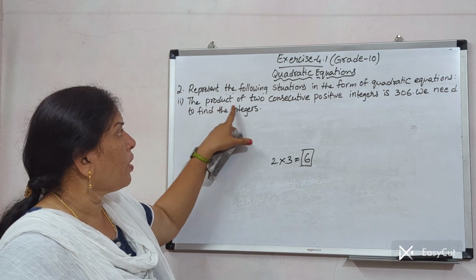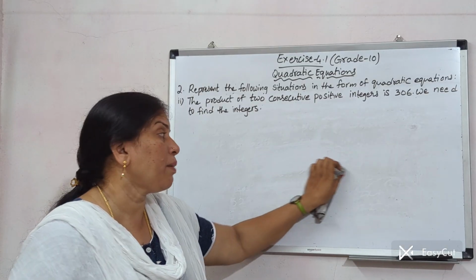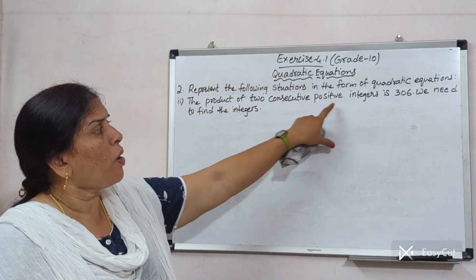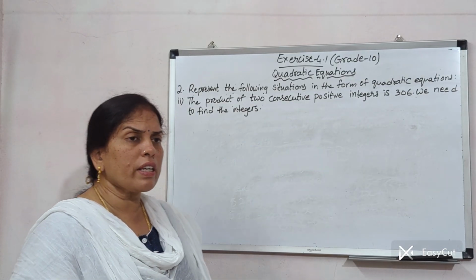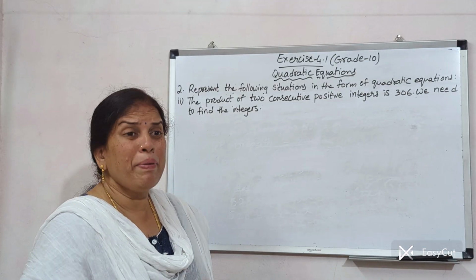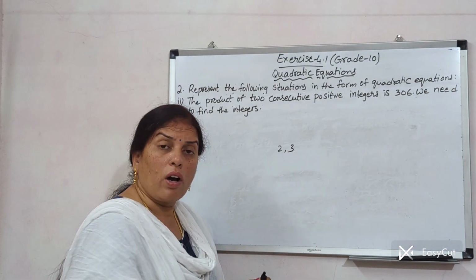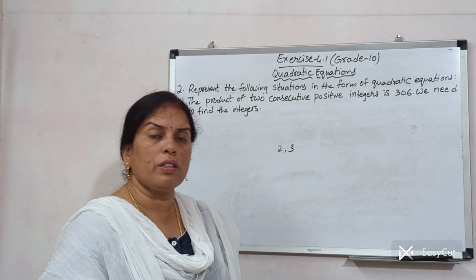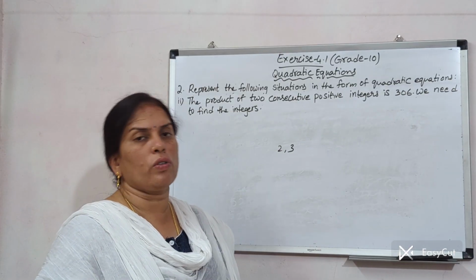That means here the product of two. Product means what should you do? You must multiply. What should you multiply? Two consecutive positive integers. Consecutive means what? Consecutive means beside numbers. For example, 2, 3. These two are consecutive integers. Positive integers, especially they mention those as positive, not negative. We must take only positive numbers.